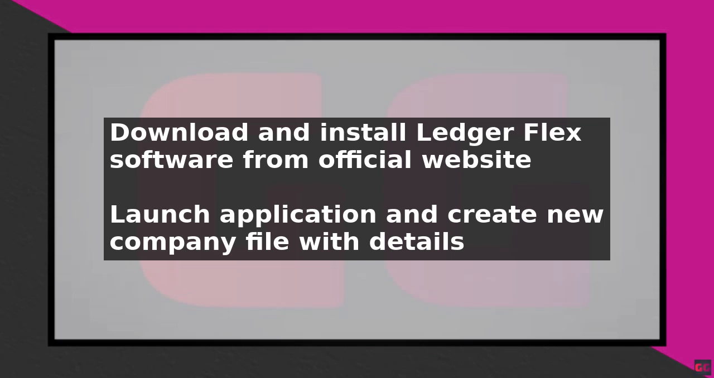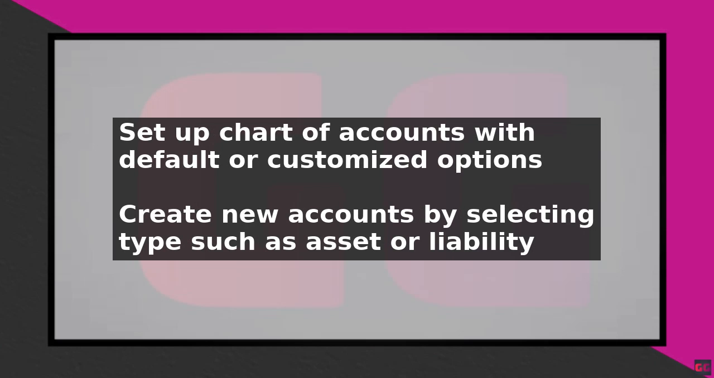Next, set up your chart of accounts, which is a list of all your company's accounts. Ledger Flex provides a default chart of accounts, but you can customize it according to your needs. Create new accounts by selecting the New Account option and choose the account type, such as asset, liability, equity, revenue, or expense. Now, configure your financial settings, including the currency, fiscal year, and accounting method.